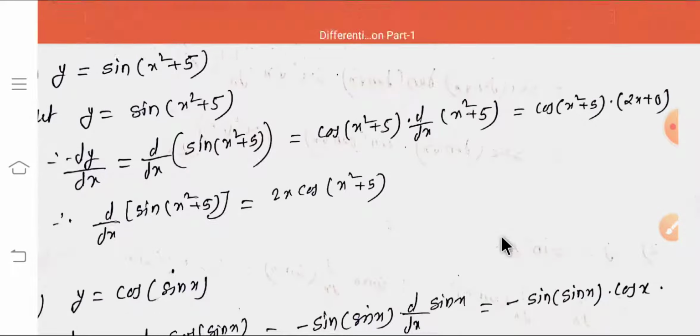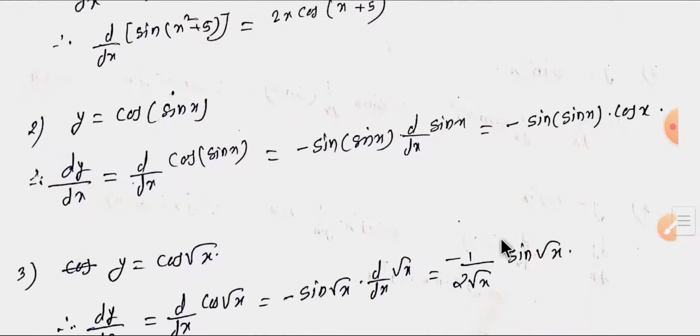Hence the solution. Next example is y equal to cos of sin x, then find dy by dx. So here given is y equal to cos of sin x. So differentiating with respect to x, we have dy by dx equal to d by dx of cos of sin x.